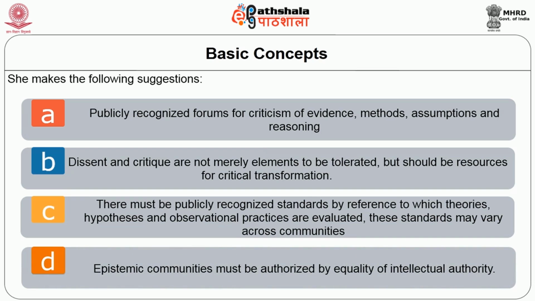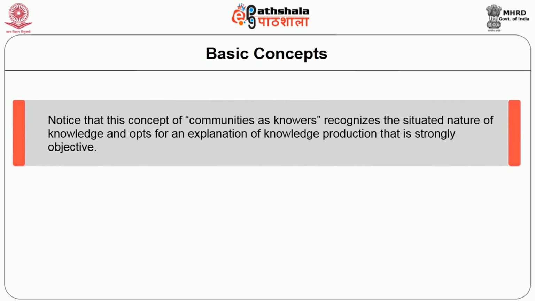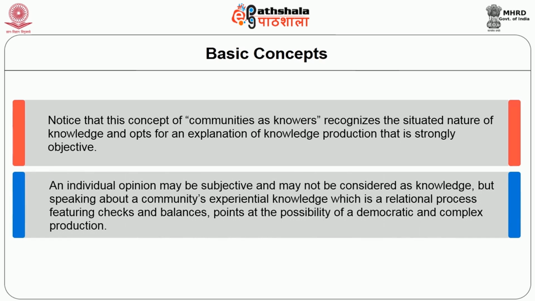Epistemic communities must be authorized by equality of intellectual authority. Consensus must be the result of critical dialogue and deliberation and not the result of the exercise of political or economic power. Notice that this community of knowers recognizes the situated nature of knowledge and opts for an explanation of knowledge production that is strongly objective. An individual opinion may be subjective and may not be considered knowledgeable, but speaking about a community's experiential knowledge, which is a relational process featuring checks and balances, points at the possibility of a democratic and complex production.